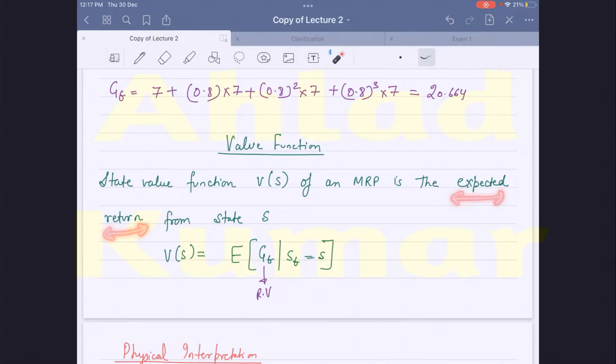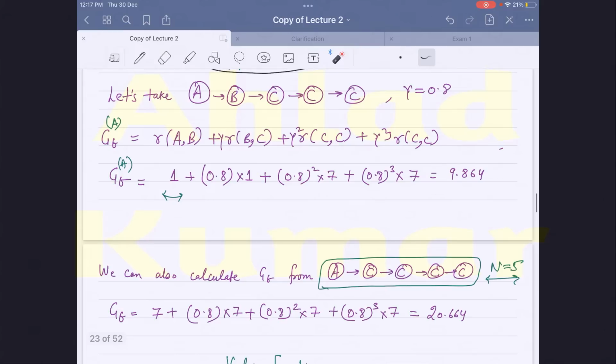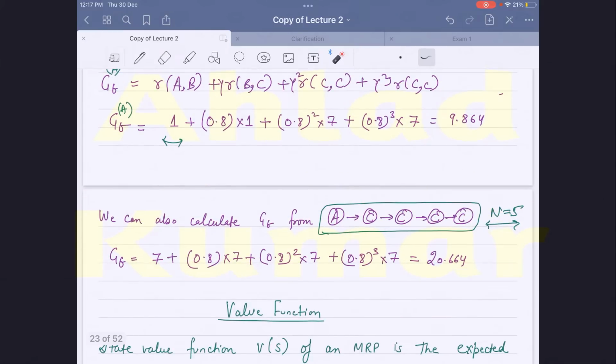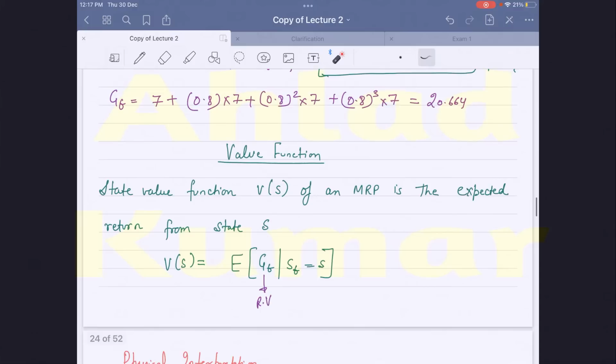We need an expected value of the return because for different paths, your returns are different. So we want to find the expected value of this random variable. That is why we define the expected value of the return for a particular state S, and we define that value as the state value function. It is denoted by V(s).